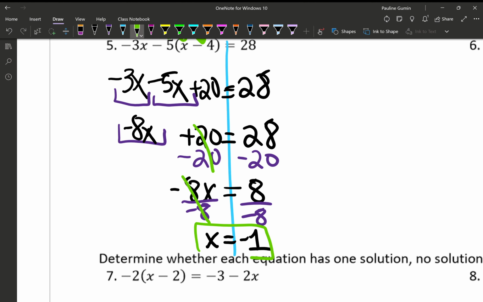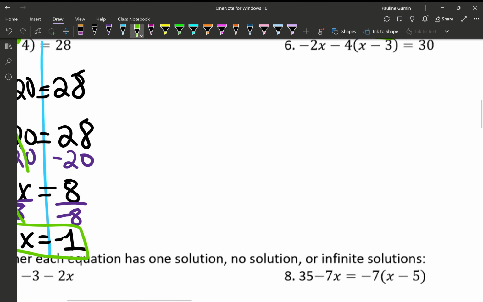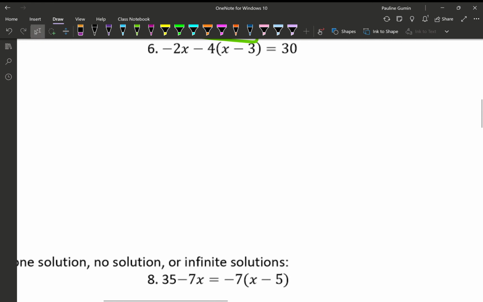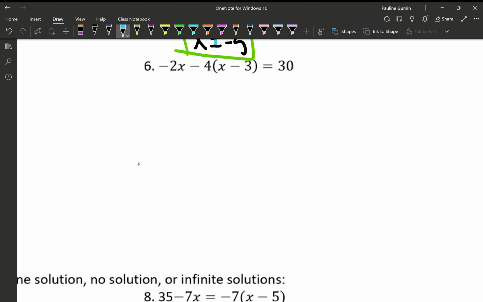So we get that x equals negative 1. Our goal is always to get x by itself. All right, number 6. We have some more parentheses here. That means we're going to distribute that negative 4.